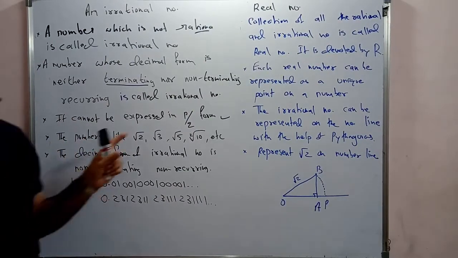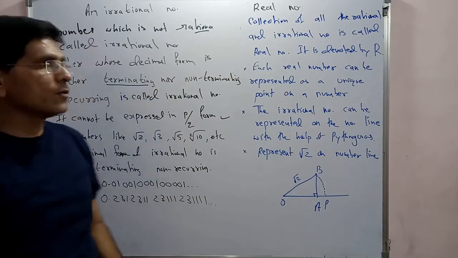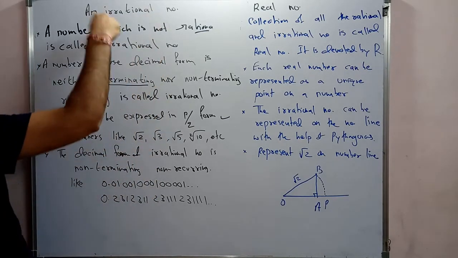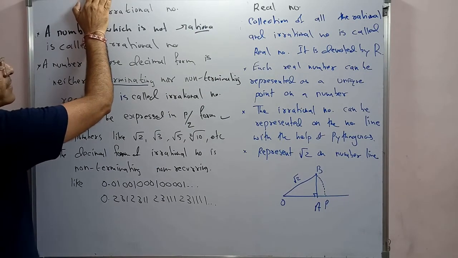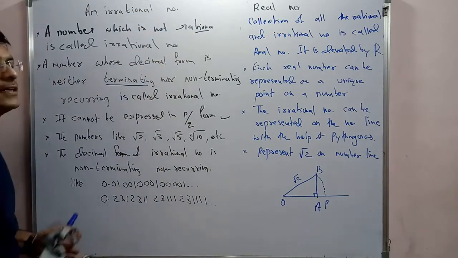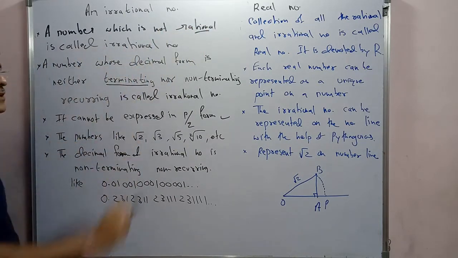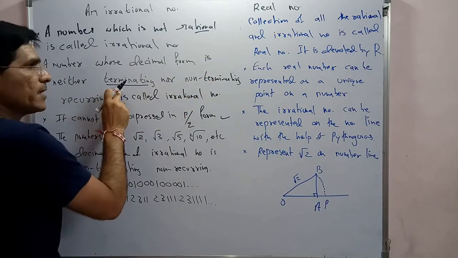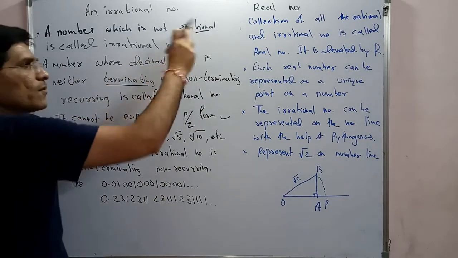Friends, today I want to discuss irrational numbers and real numbers. First of all, we have to define what an irrational number means. Before we define it, we have to remember rational numbers, because if you know what is rational, you know what is irrational. So the number which is not rational is called an irrational number. A number whose decimal form is neither terminating nor non-terminating recurring.